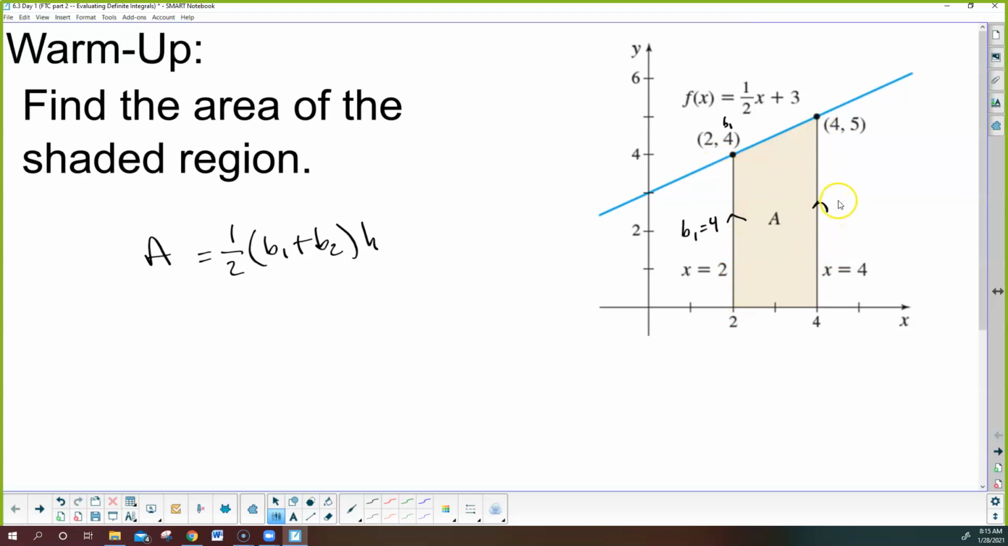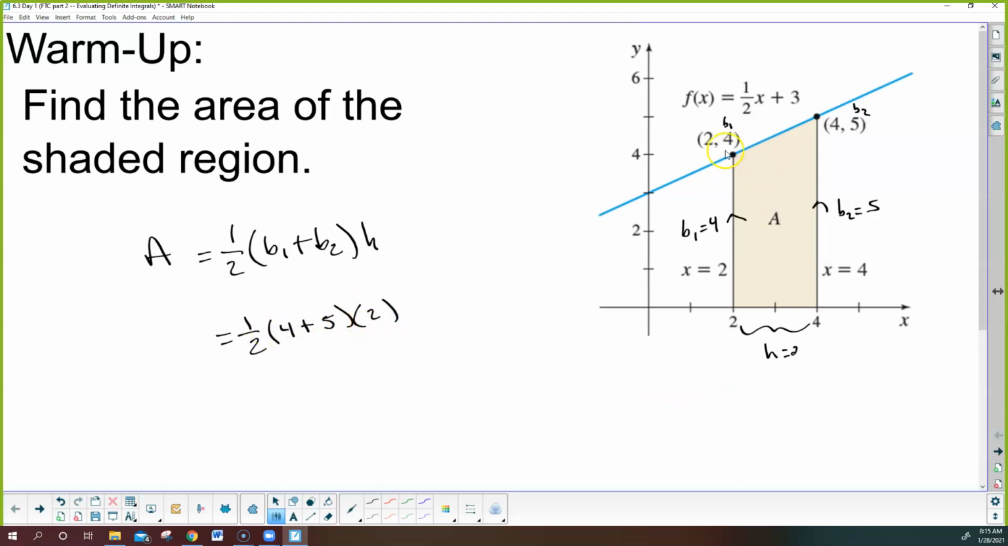And then base 2 is the value when x is equal to 4, which in this case is the output at 5. And then the height is always the distance between the x values. So 4 minus 2 gives me the height of 2, right? Now, hopefully, you're thinking, we kind of already did this, right?